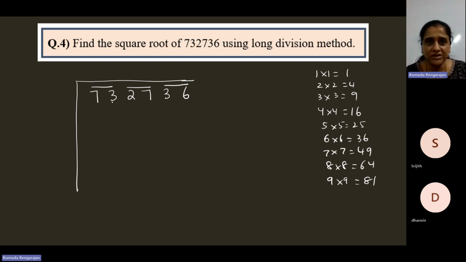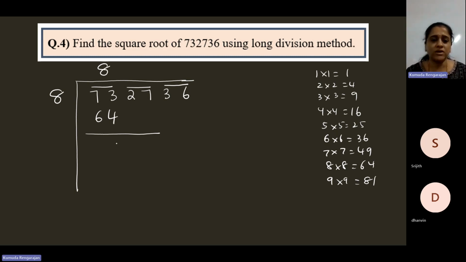Now we have the first pair 73. Do you find this number 73 in the products here? No. Then which is the product just less than 73? In the products here, 1, 4, 9, 16, 25, 36, 49, 64, 81, we don't have this number 73. Then which is that number just less than 73? 64. So what is 64? 8 8s are 64. Like this you must write. 8 8s are 64. Got it? Now subtract. As always, subtract.